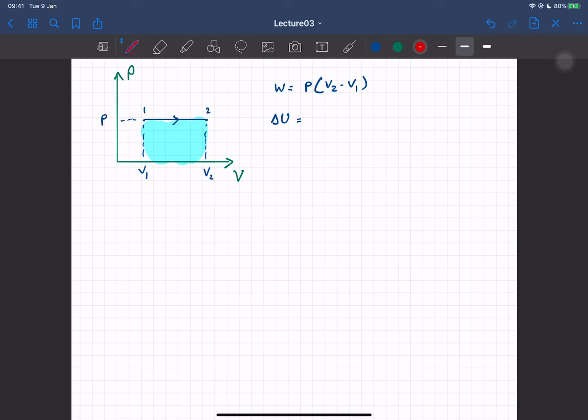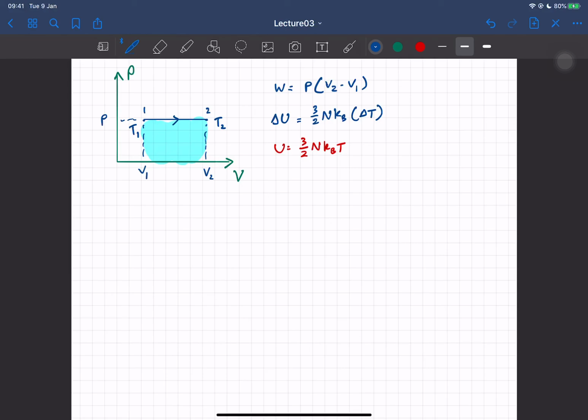So if you remember, U is simply 3/2 N kBT, right? So N is the number of molecules, kB is the Boltzmann constant, so it's just a constant, but it depends on the temperature. So delta U is just 3/2 N kB times the change in the temperature. Okay, so what's the change in the temperature? Well, it's the temperature at the final point, T2, minus the temperature of the initial point, which is T1.